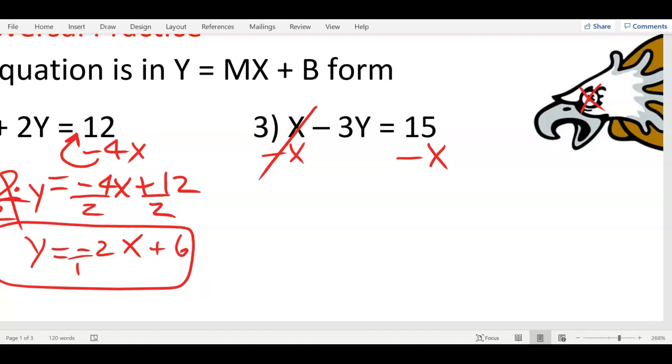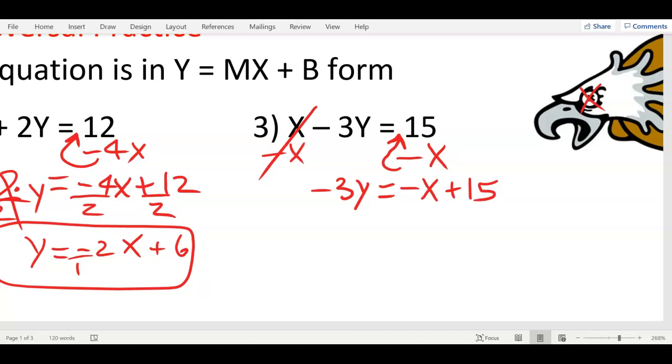Not just 3y, negative 3y. You got to pick the sign with it. If you forget the sign, it'll mess up all your numbers in the end. So negative 3y equals, now 15 minus x, how do I write that? Where does the negative x go? In front of the 15. So it's negative x, and it's positive, so it's a plus 15.